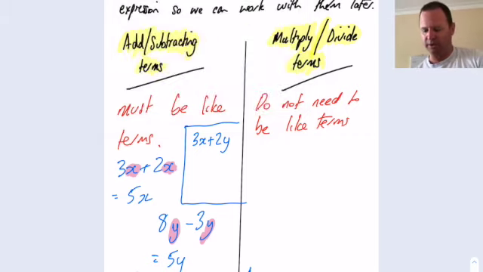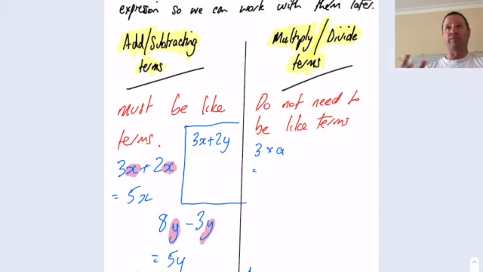But there are things that we're going to do. So we could say 3 times a. I can't add the number 3 and an apple, so what I can do is sort of join them together, if you like. So what we do is we just write 3a.